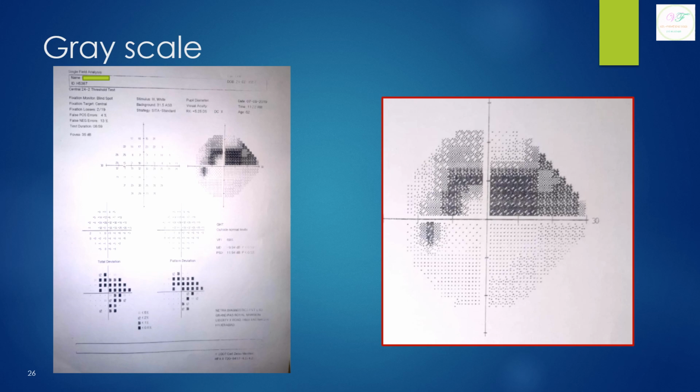Now the next thing you are going to see is the grayscale. This is generally only for patient education. You are not supposed to decipher anything out of this. One more important thing it will tell is the blind spot. If it is present on the right side, it is a right sided field, and on the left side it is a left sided field. You can just use this to explain to the patient that this black area is the amount of field which is lost, and that's it. But as a doctor, we are not supposed to rely on this grayscale for complete interpretation of the visual field.